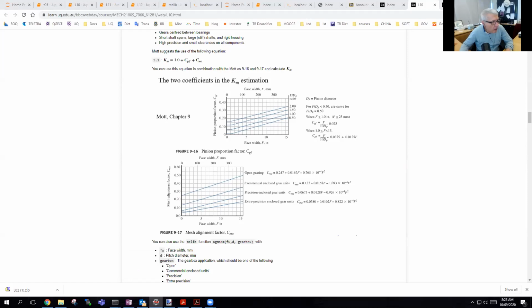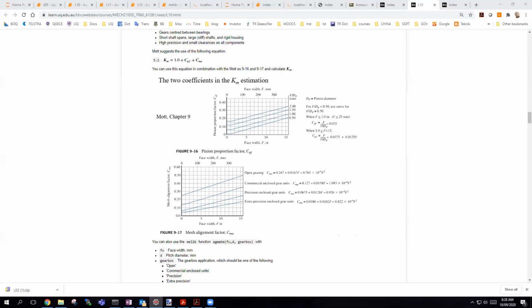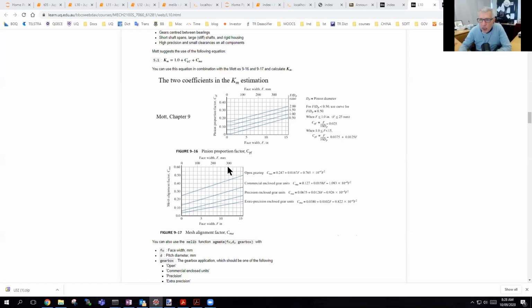I'll just check. Yeah. Those equations, when you look at them, are for inches. F should be in inches. It's not dimensionless. So you can use the chart, or you have to convert your face width to inches, or use the library function. Okay. Yeah, understood. That's probably why I got those questions wrong. Yeah. Let's go to KV. So that takes care of the KM.